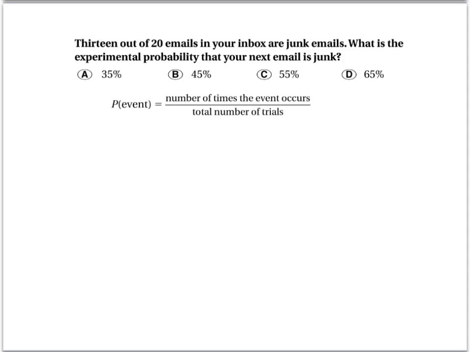You're asked here, 13 out of 20 emails in your inbox are junk. What's the experimental probability that your next email is going to be junk? Well, it's the number of times the event has occurred. Well, it's occurred 13 times.